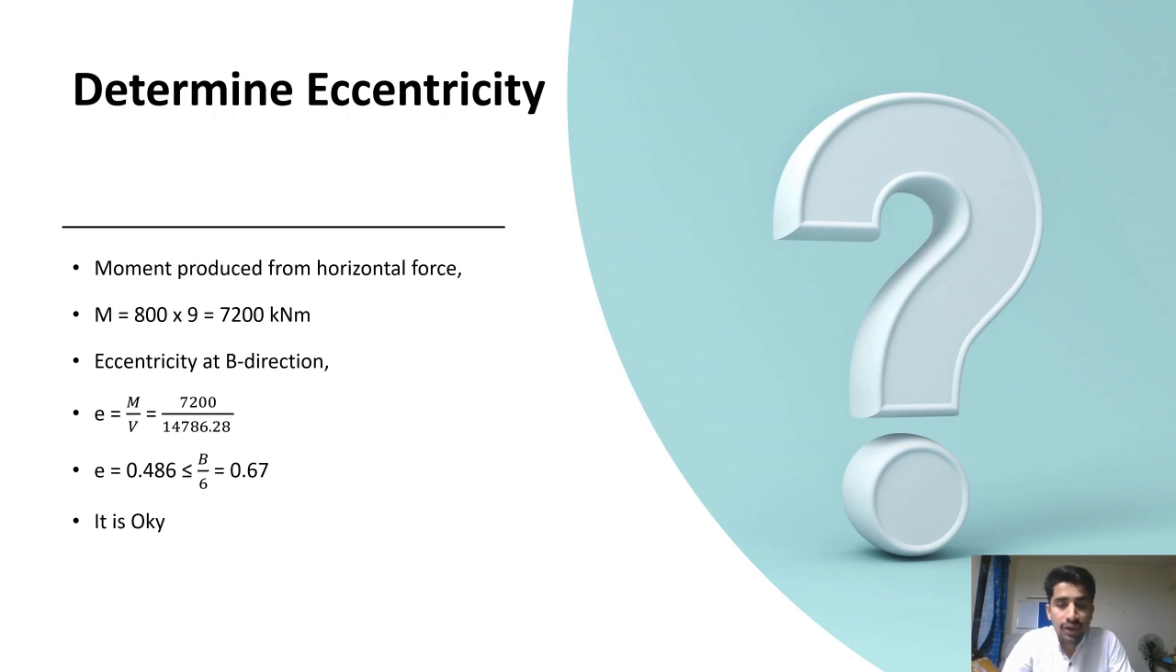So the horizontal load, that is 800 kilonewton, acting on the right side of footing, produces the movement in the B direction. After using the equations, we can calculate the value of eccentricity, that is 0.486, which is less than B over 6. So it is okay.